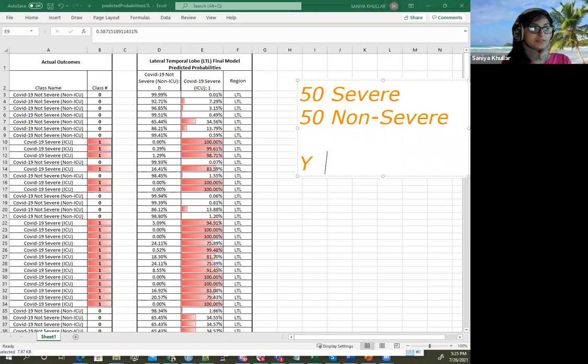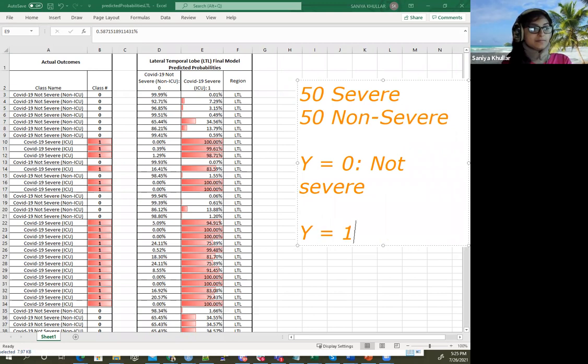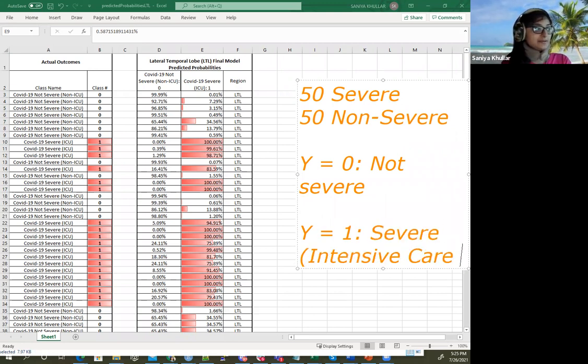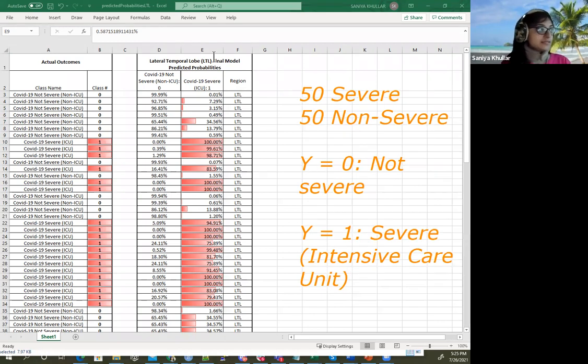So y equals 0 is not severe, and y equals 1 is severe, meaning you need to be in the intensive care unit for COVID-19. So these are the actual outcomes that we have here: not severe, not severe, severe, severe, not severe. These are the different classes that we observe here.